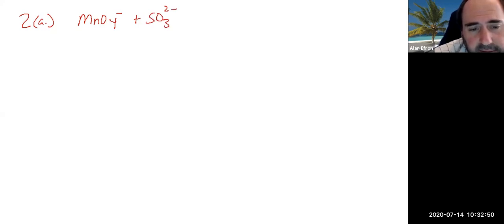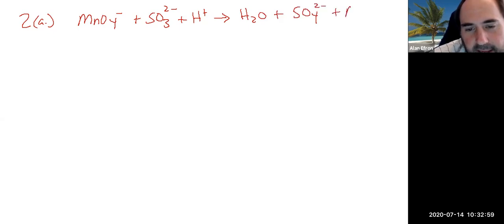So if we look at 2A, we have this equation given to you: MnO4 minus plus SO3 2 minus goes to, plus H plus, water, and SO4 2 minus and Mn2 plus. So this is the equation that you're given, and you want to balance it.